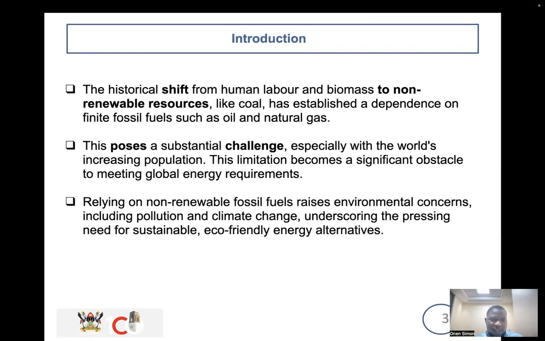The researchers in this paper start by explaining how, due to civilization, there was a shift from the older ways of using biomass towards non-renewable resources, such as coal. However, they realized that over-dependence on some of these fossil fuels becomes a substantial challenge. And therefore, since relying on non-renewable fossils raises valuable concerns, they advocate for sustainable techniques.